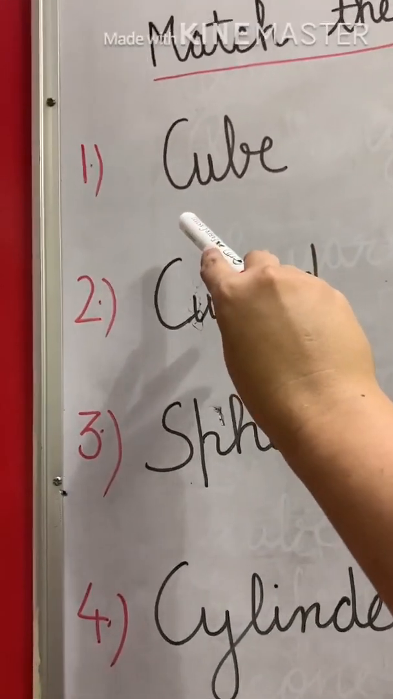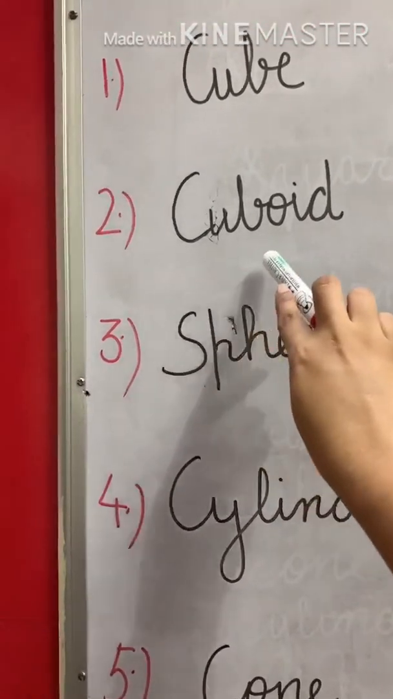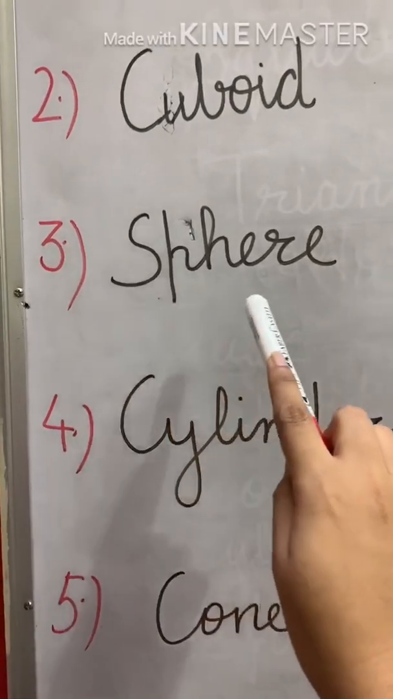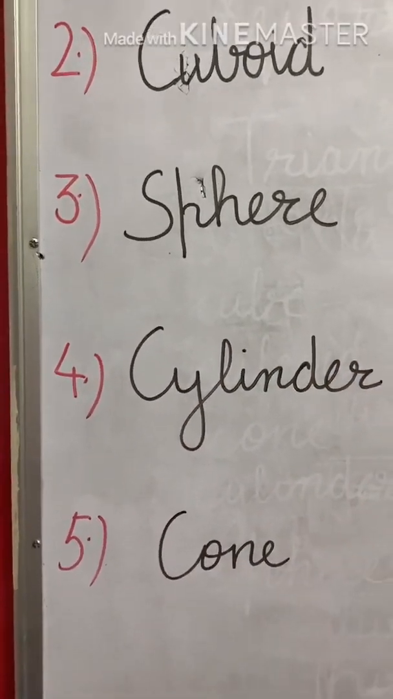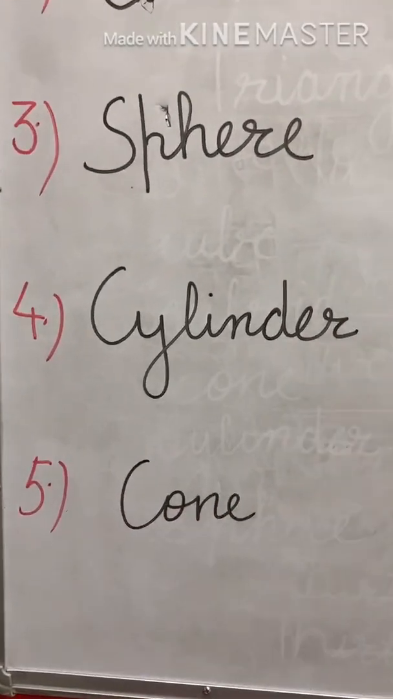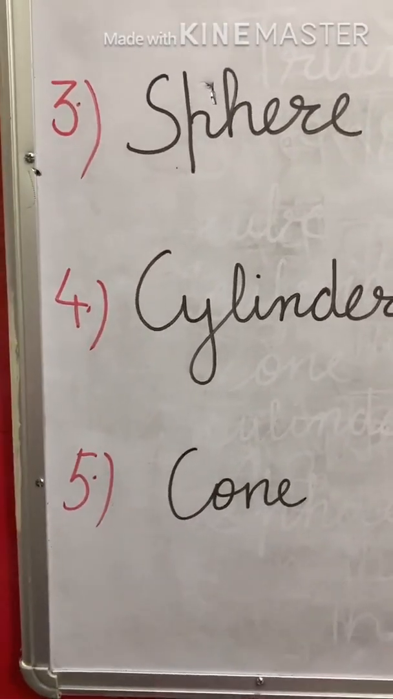The first one is cube. The second one is cuboid. The third one is sphere. The fourth one is cylinder. And the fifth one is cone.